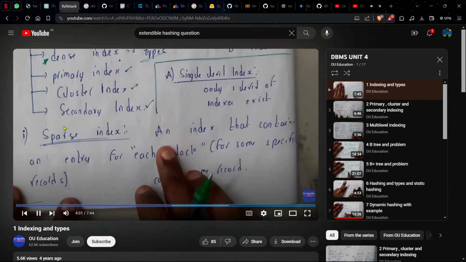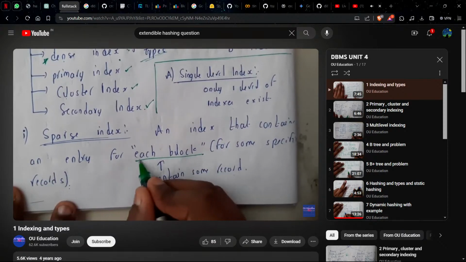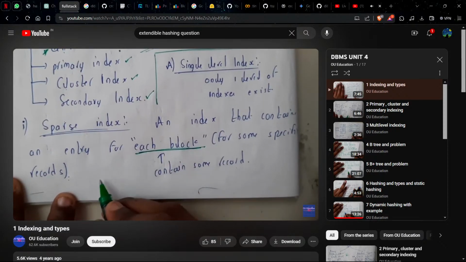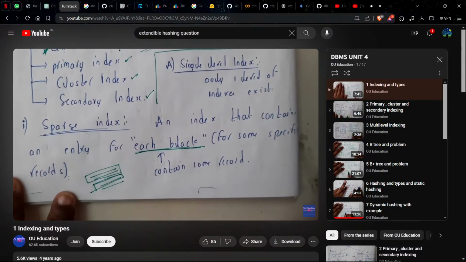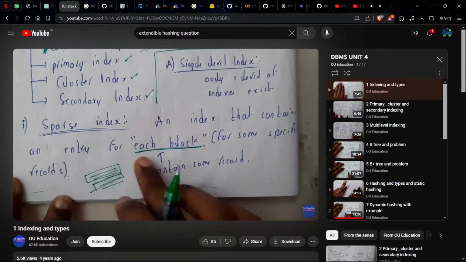Okay. So sparse index: an index that contains an entry for each block. Here we are not going to have the data or the index for each and every record. We'll be having them for a particular block. For these two, one. For these two, one. Like that. Once you go through the example, you'll have it clear, guys. Don't worry. Remember, sparse means each block.